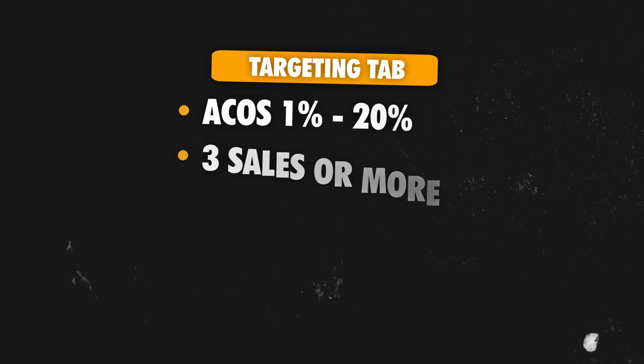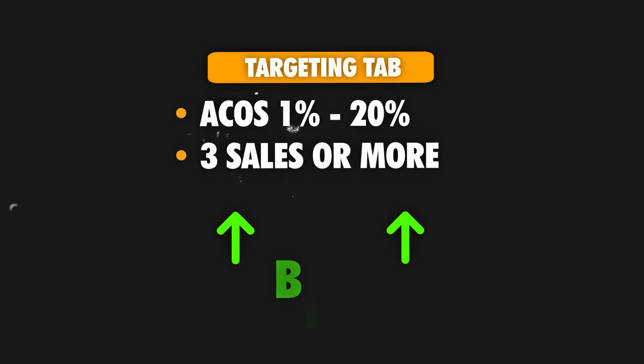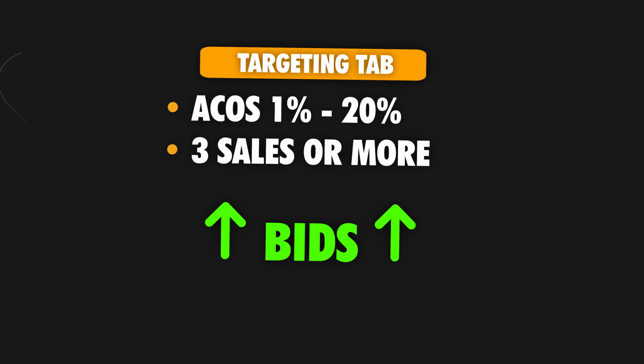Again, I'm gonna go back to the targeting tab. In the targeting tab, put the filter, 1 to 20% ACOS, 3 orders or more, and then gradually increase the bids. 5 cents, 10 cents maximum. Nothing crazy. I just want to show up a little bit higher to see if I can get more impressions, more clicks, and more sales from those keywords.